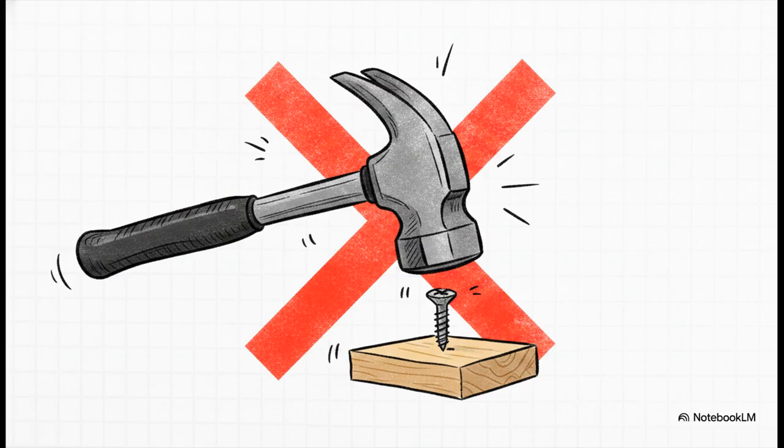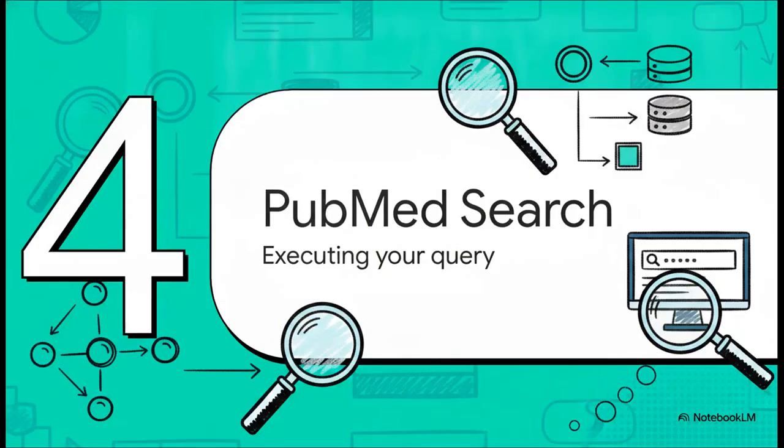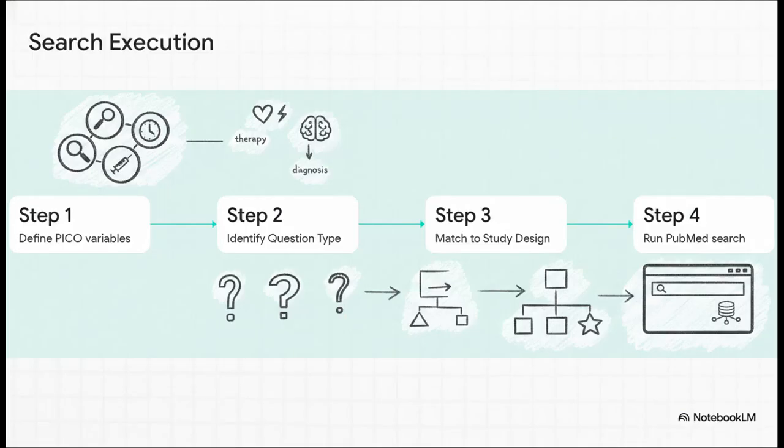It's exactly like software engineering. If you pick the wrong database for your specific application, it will inevitably lead to flawed data outputs. Okay, part 4, executing your PubMed search. Let's move to the execution phase and see how this all builds into a clean, algorithmic process.